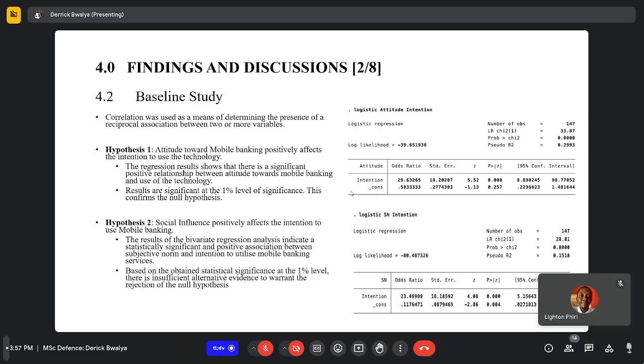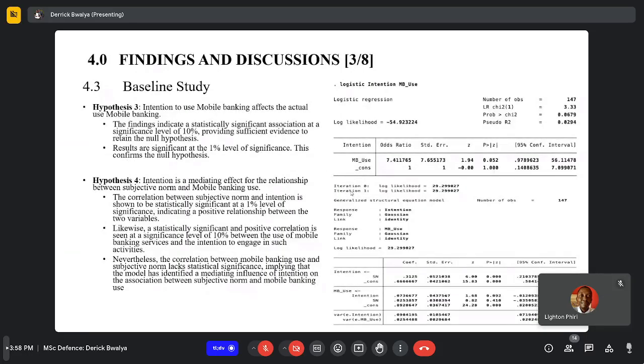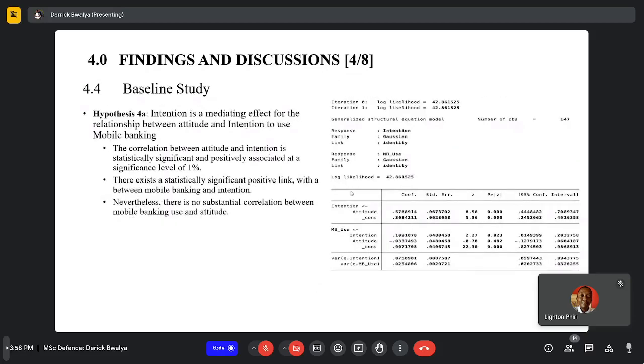The same applies to the odds of having the positive subjective norm towards mobile banking use, which increases by 23.5 when intention is increased by one. The other hypotheses, I will skip them for the purpose of time.